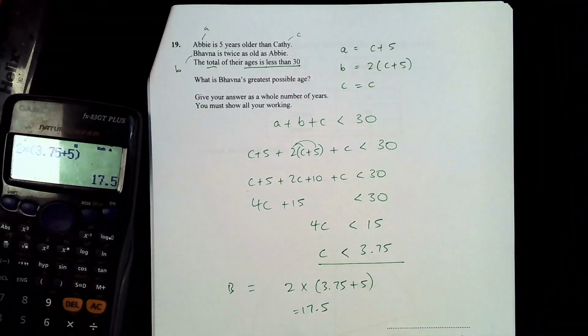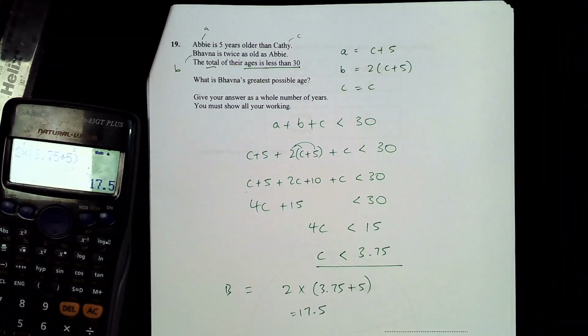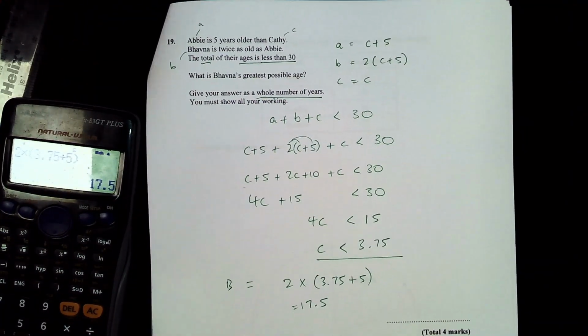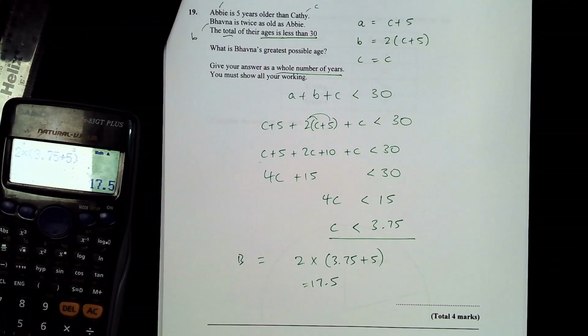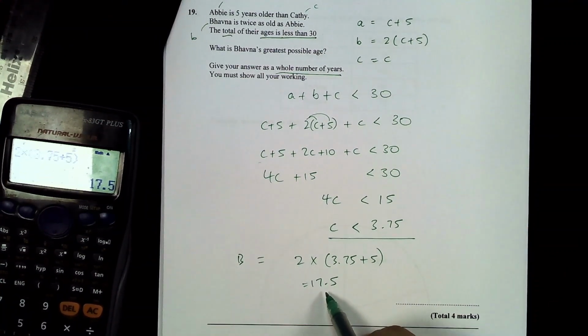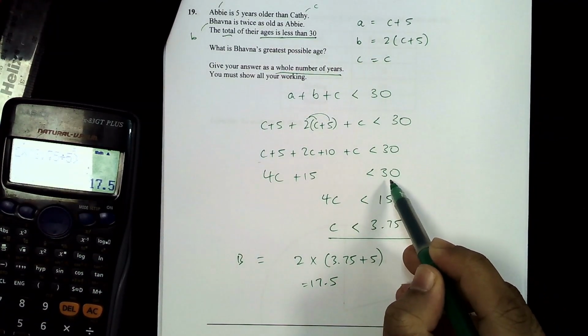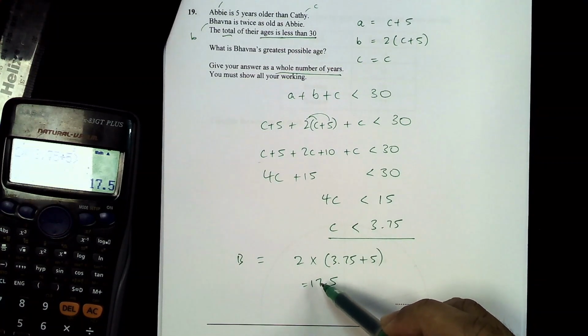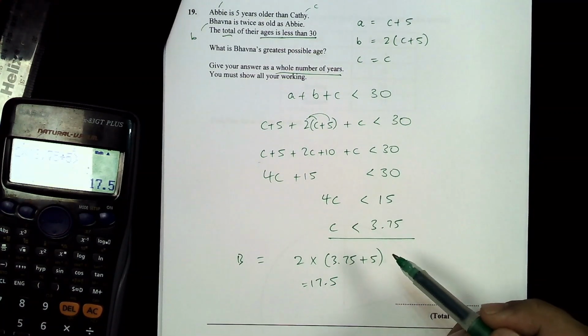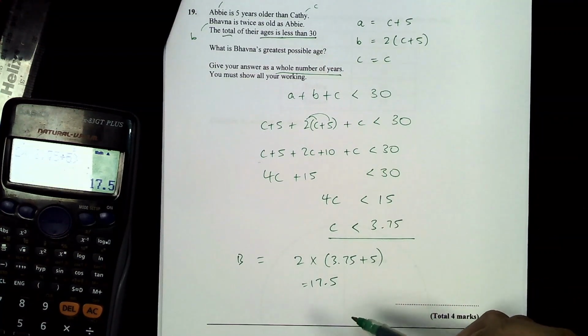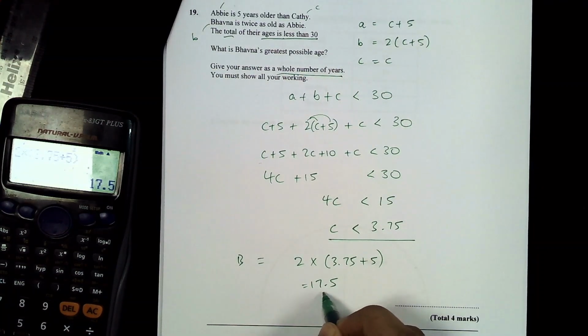So the oldest that she could be is 17.5, but it wants me to give my answer as a whole number of years. Now, even though you and I both know that we'd round that up to 18, I can't do that in this case, because if I made that 18, then our total would end up being more than 30. If I say Bhavna is 18, then that would mean Abby is 9 and Kathy is 4. And 18, add 9, add 4 is 31. So it would be too much. So you can't round it up.